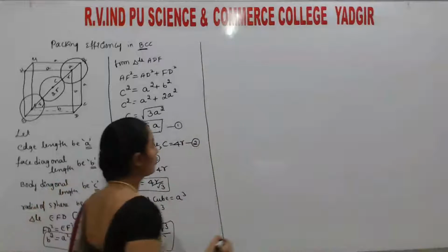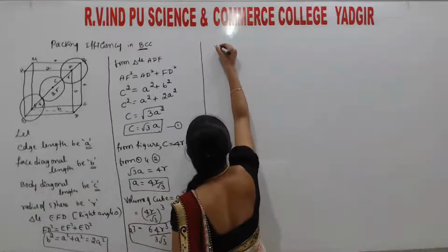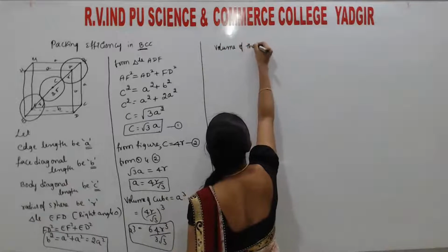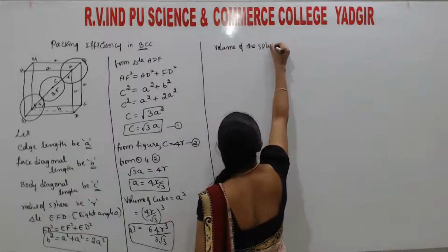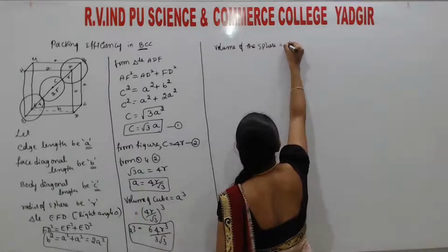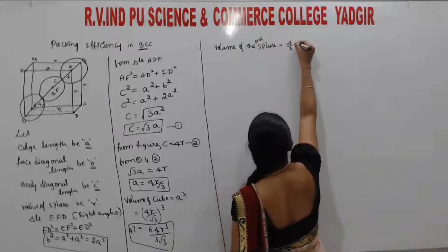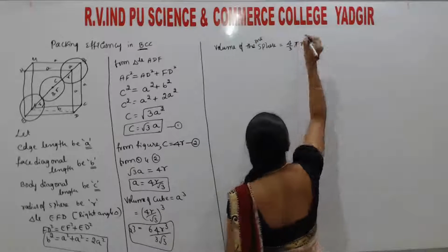Once we got the volume of the cube, next, volume of the sphere is equal to 4 by 3. One sphere you take. One sphere is equal to 4 by 3 pi r cube.